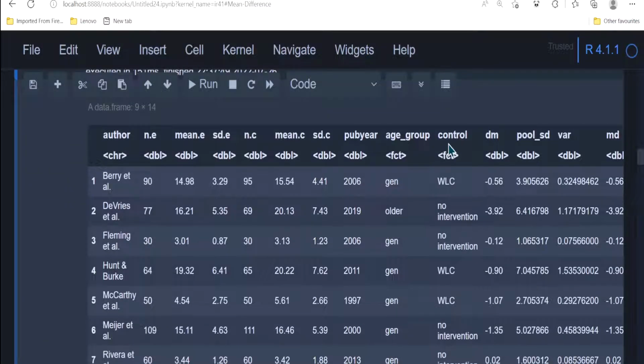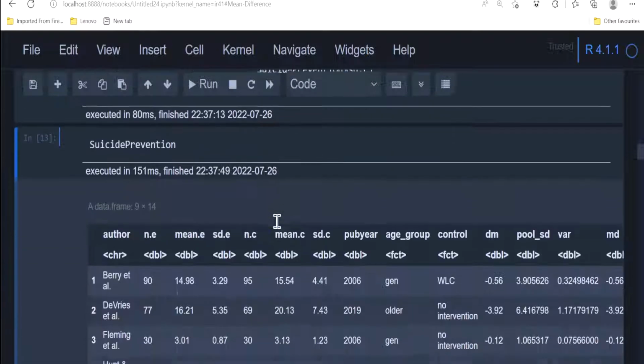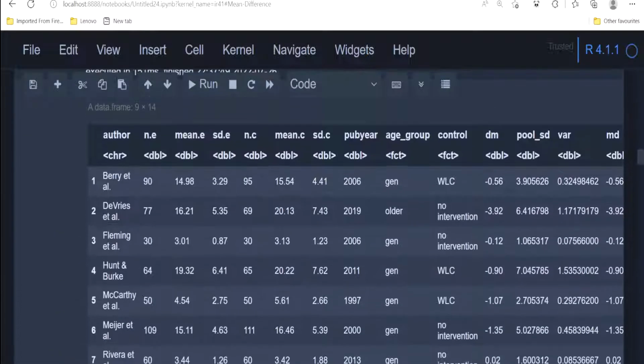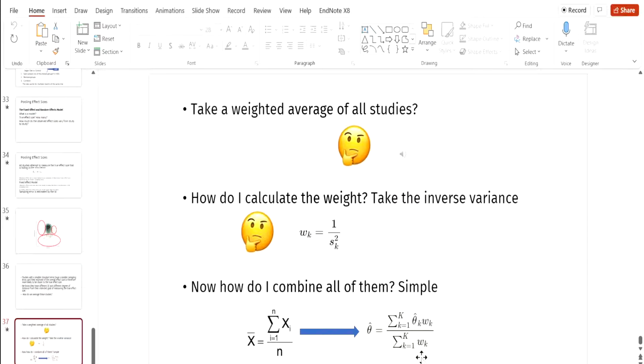Okay, so now we have the variance. So the next thing is I need to calculate the weight of each study. The weight of each study is calculated by inverse variance, as we described last time in our previous tutorial. So we have already put our formula here. The contribution of each study is calculated by the inverse variance. So that means we will calculate the inverse of the variance.